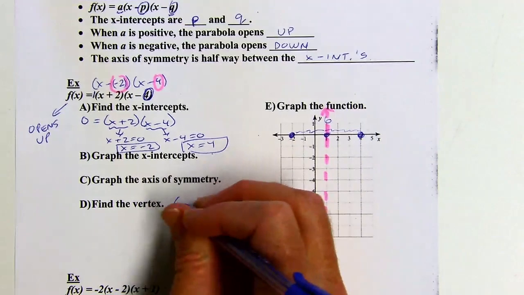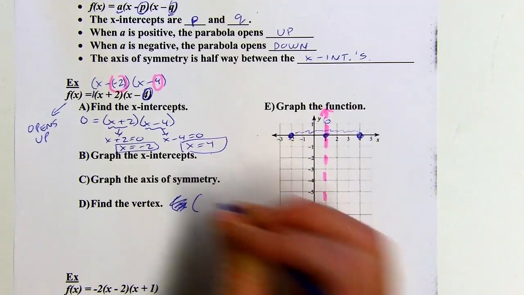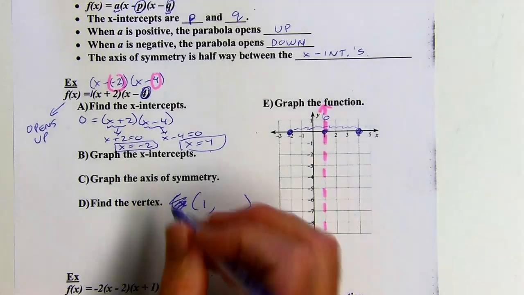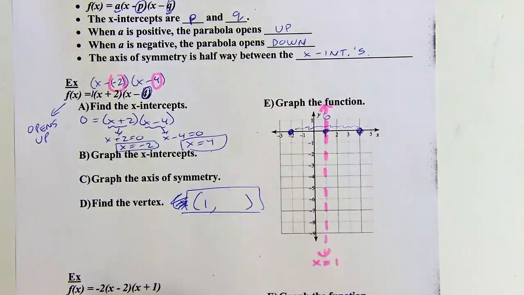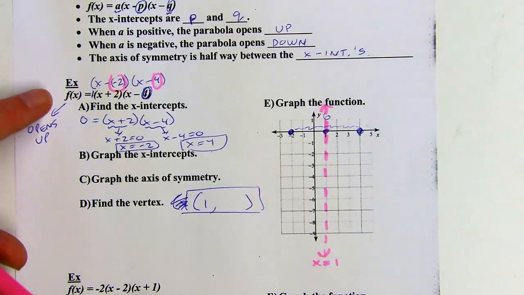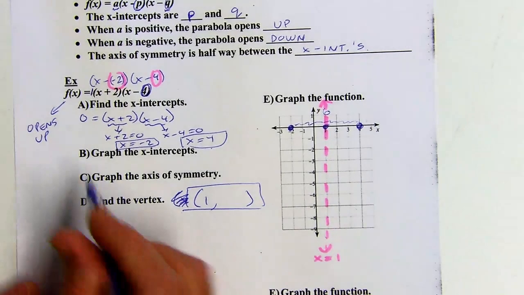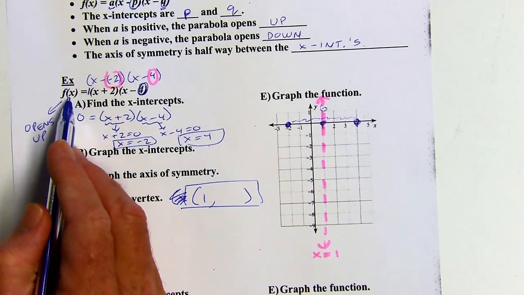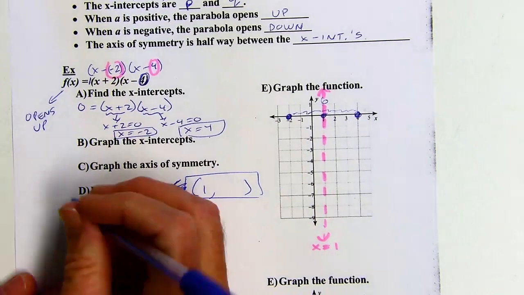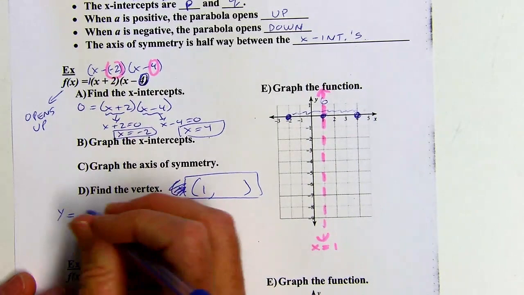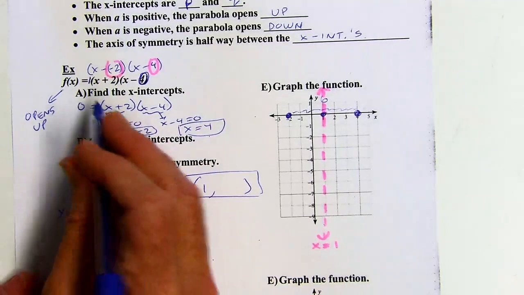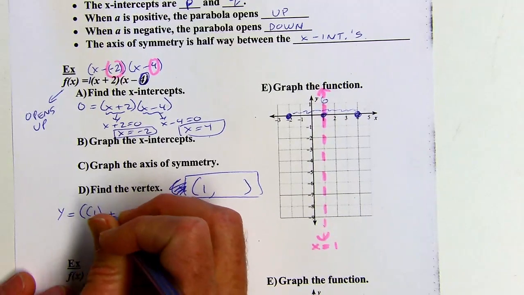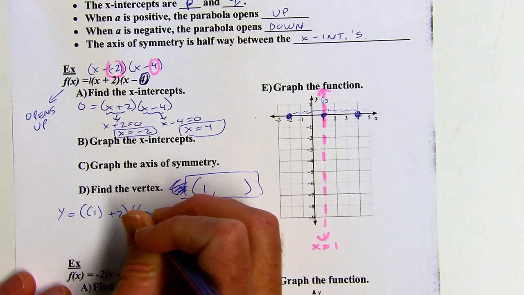So now I know the vertex is going to be the point 1 something, and I just need to figure out what that something is. Okay? And the way I'm going to do that is use the equation. So I'm going to find out what y goes with an x of 1. So I'm just going to treat the f of x as y here. So I'm plugging in 1 into the equation in both positions for the x.